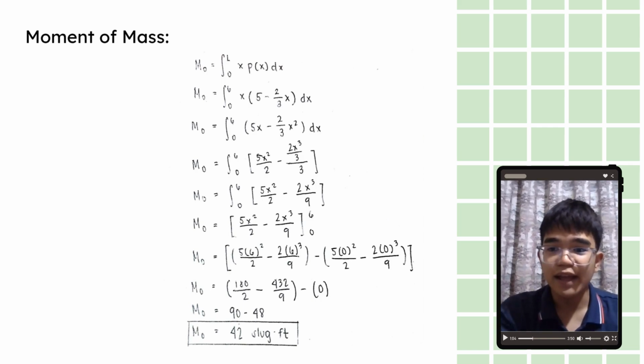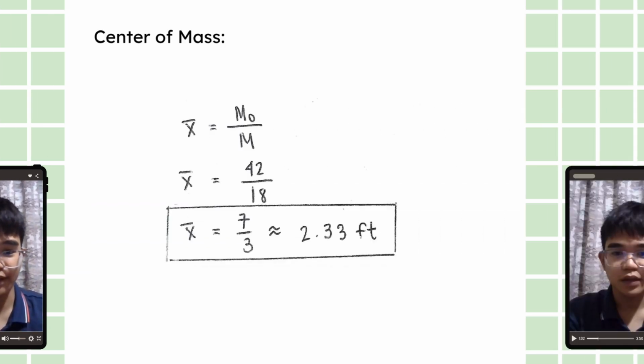We calculate, and that would give us 180 over 2 minus 432 over 9 minus 0. We calculate it again, so we have 90 minus 48. With that, our moment of mass is 42 slug-feet.